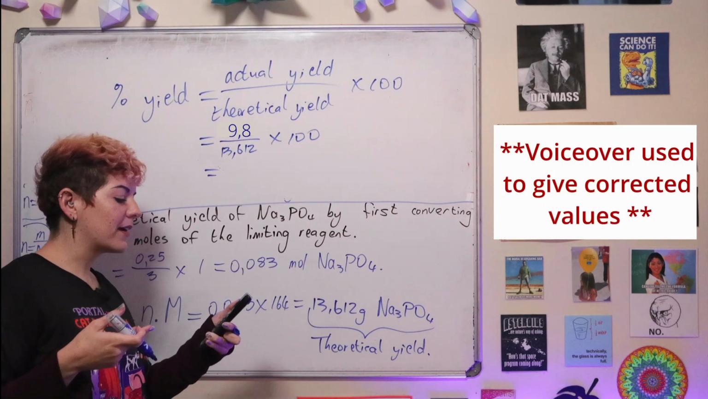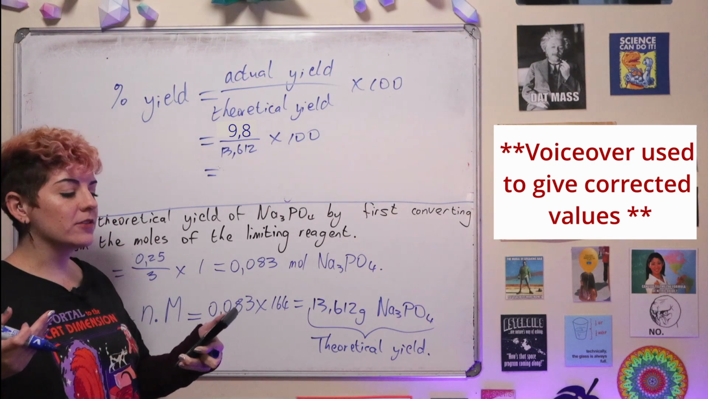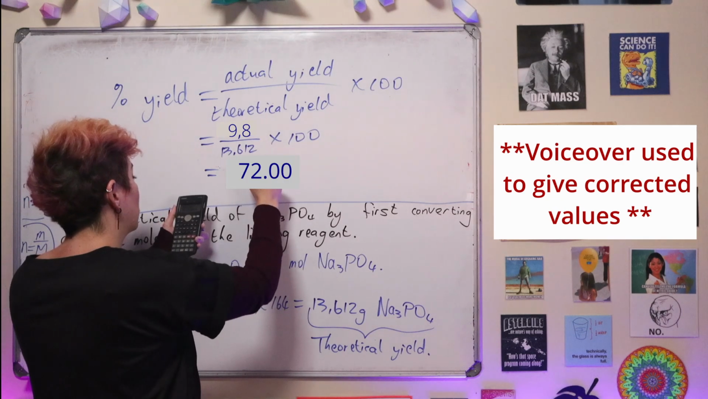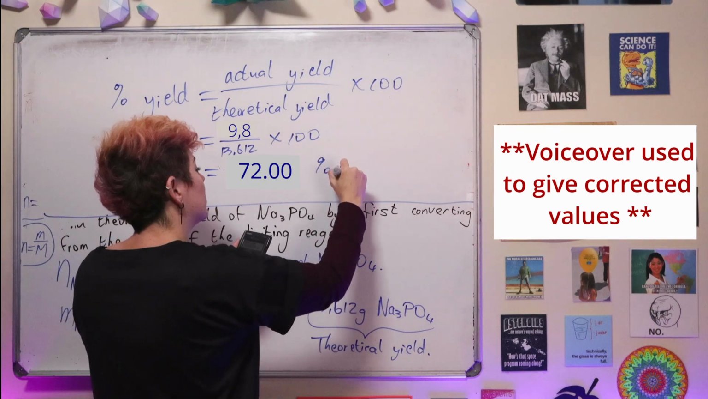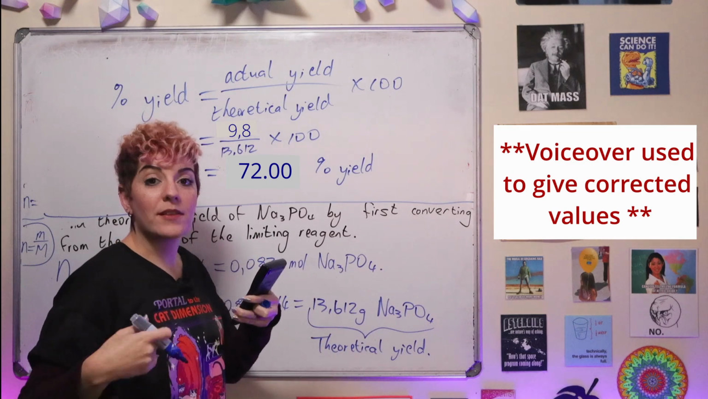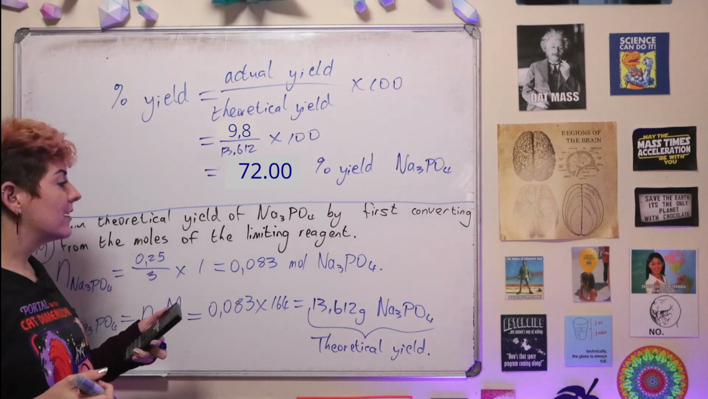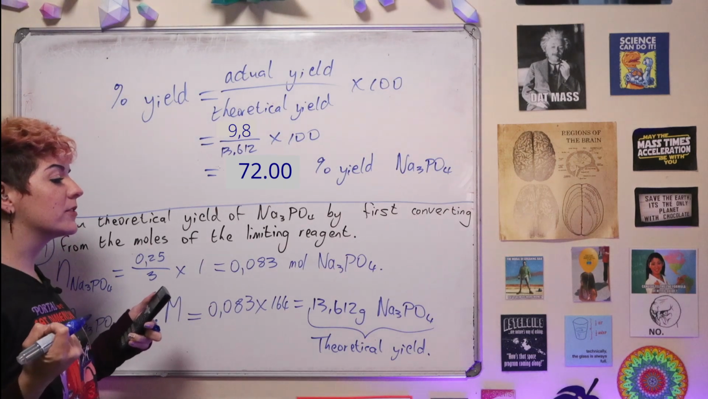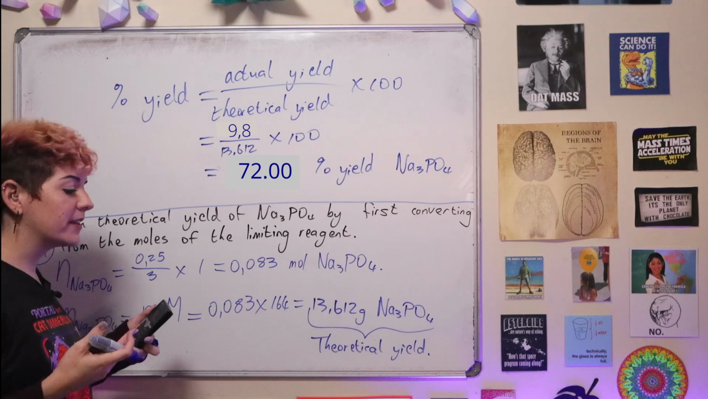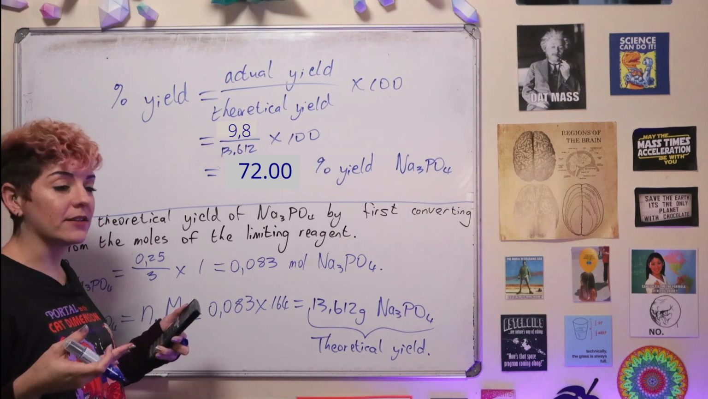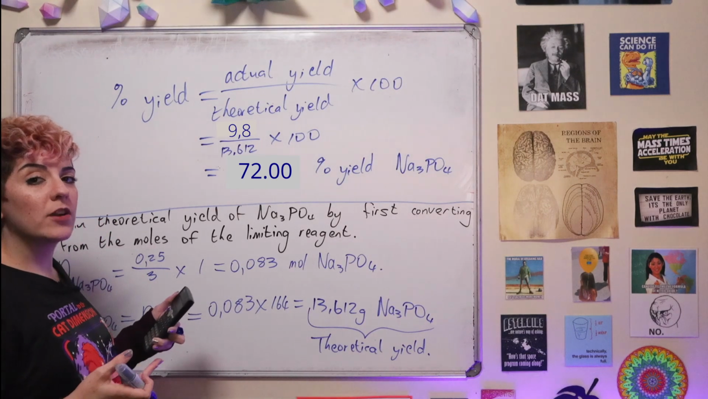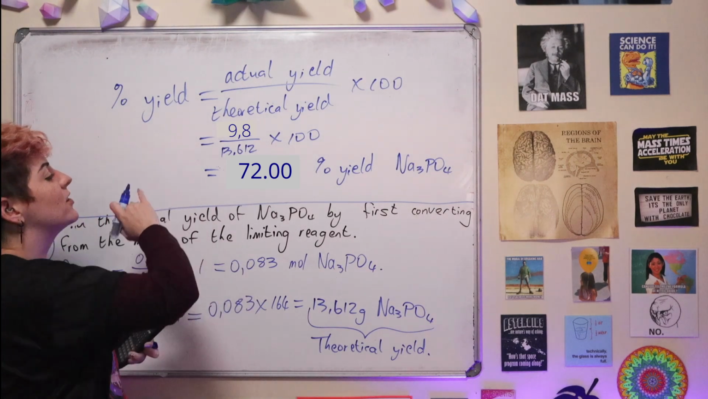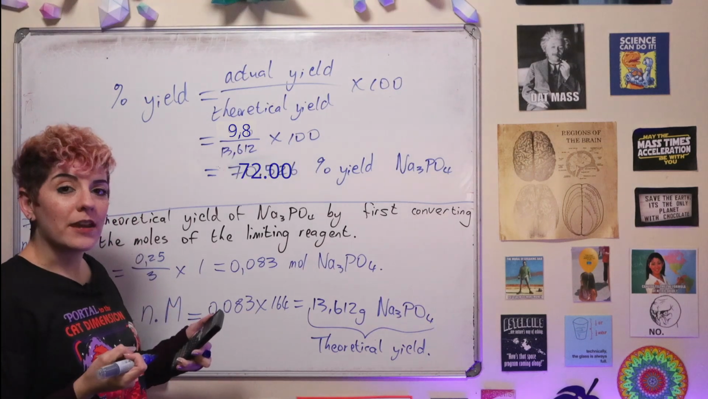So I get an answer here on my calculator of 71.995, and we're going to round that to a percentage, 72.00 percentage yield of our Na3PO4. So there we go. In 1.2, we found the theoretical yield by converting from the moles of our limiting reagent and then converting that into a mass, which is what the theoretical yield was. The actual yield was given in the question, and with actual yield and theoretical yield, we were then able to work out the percentage yield of our sodium phosphate.